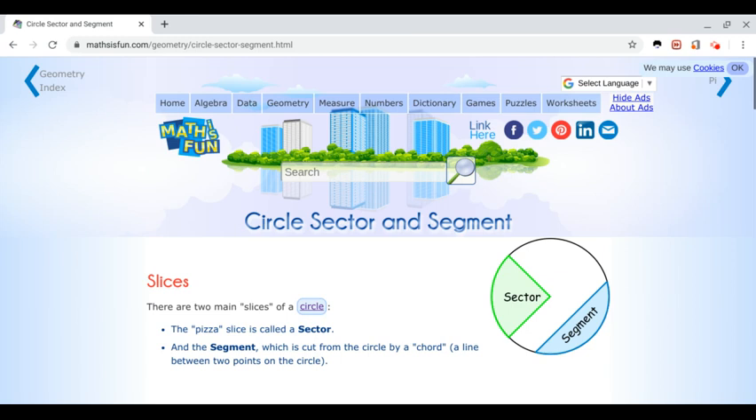Hello guys, so in this video we're going to go ahead and explore this website, themathisfun.com/geometry, and we're going to be focusing on the circle, sector, and the segment. We're actually going to just be focusing on the areas of sectors since that's what we're going to be using for section 11.2.